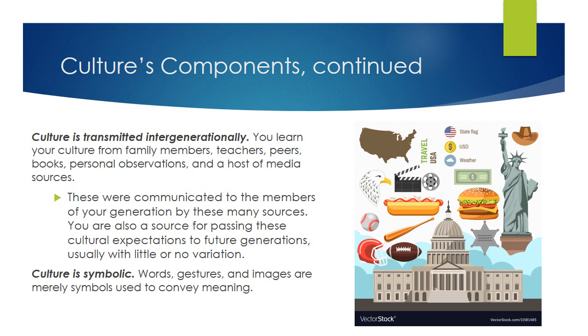Culture is symbolic. Words, gestures, and images are merely symbols used to convey meaning. Over here on the right-hand side, you'll see a lot of what we would call American symbols. We have the White House, a sheriff's badge, a football, a hot dog, a cowboy hat, the Statue of Liberty, a hamburger. And if you go overseas, everybody wants to know how many hamburgers you eat as an American. And then things like the state flag and the eagle.